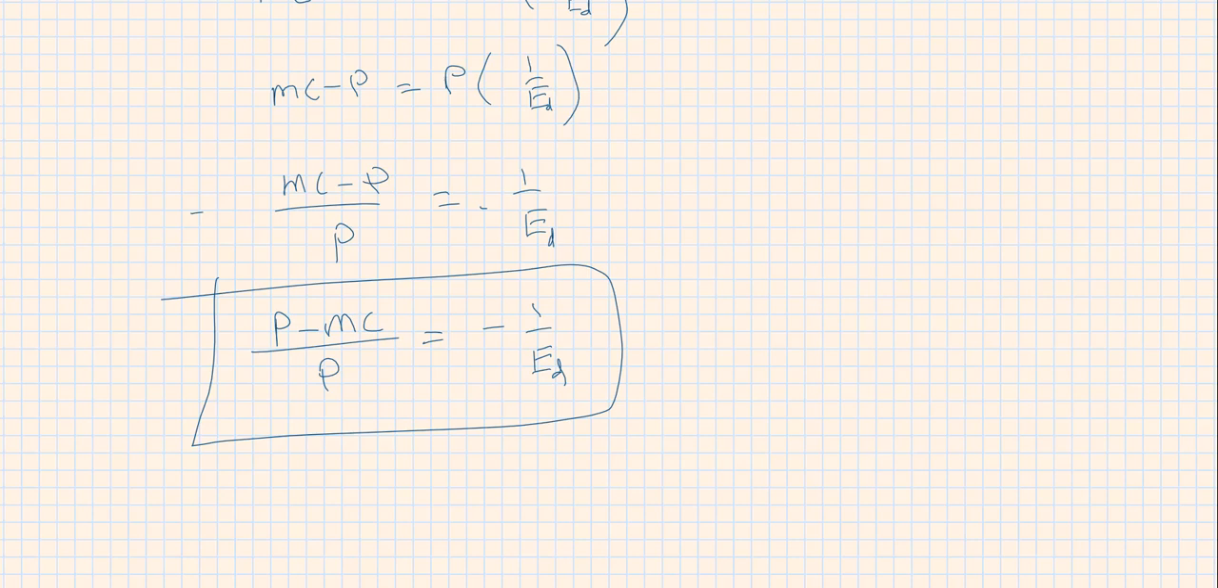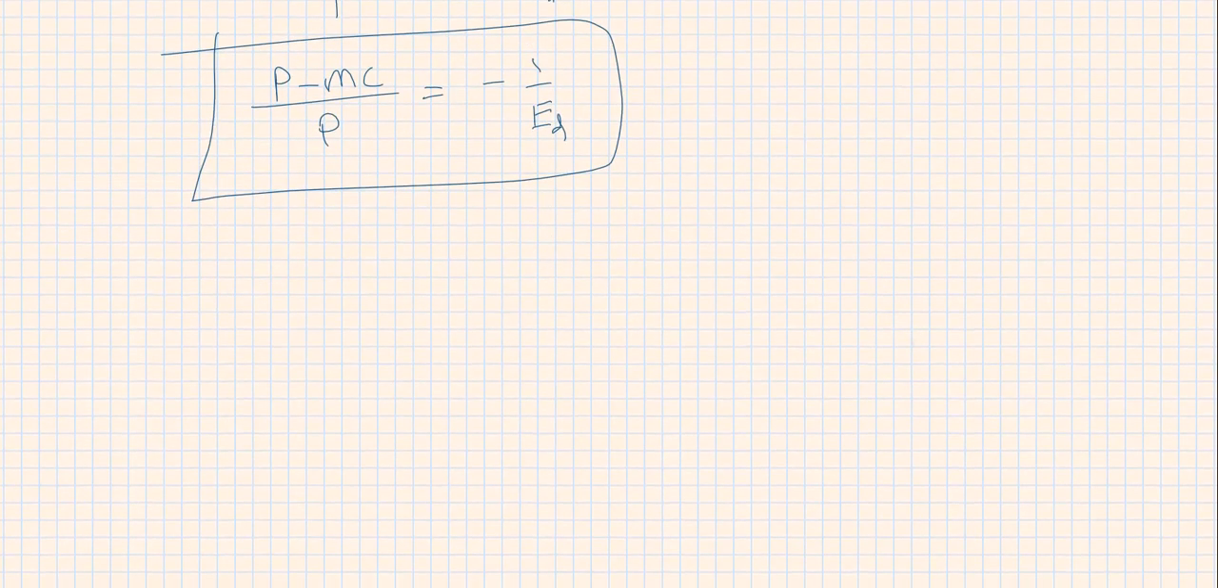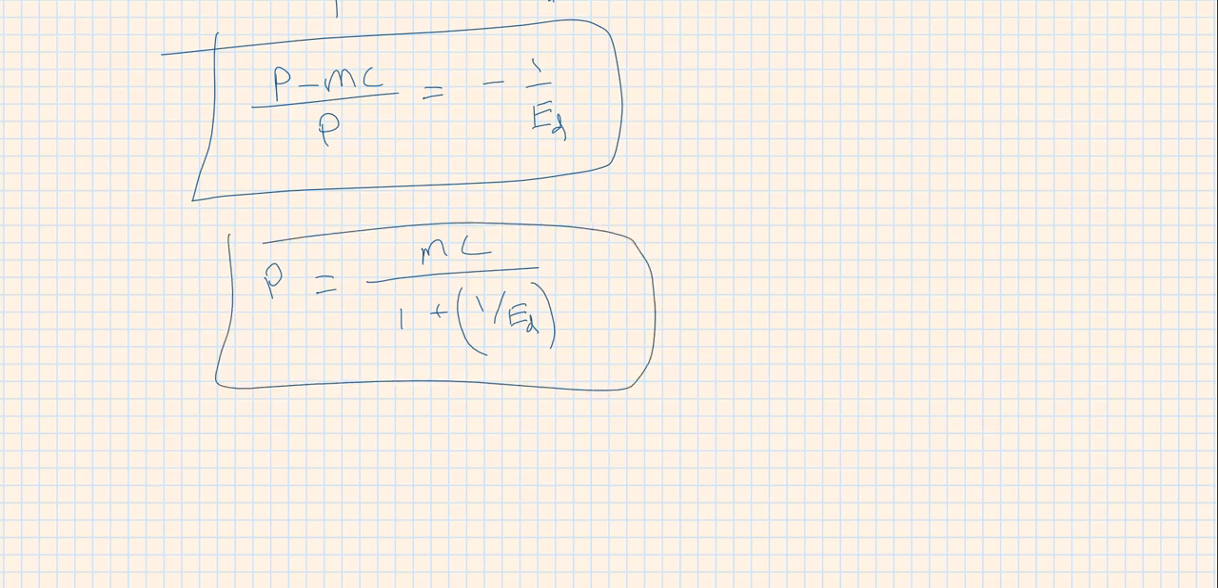This simple markup rule of thumb will also help us obtain the optimal price that a firm should charge. And by, again, rearranging our expressions, we get that our optimal price should be our marginal cost divided by 1 plus 1 over elasticity of demand. So this simple rule of thumb will give us the optimal pricing that a firm should be charging given the elasticity of demand and the marginal cost.